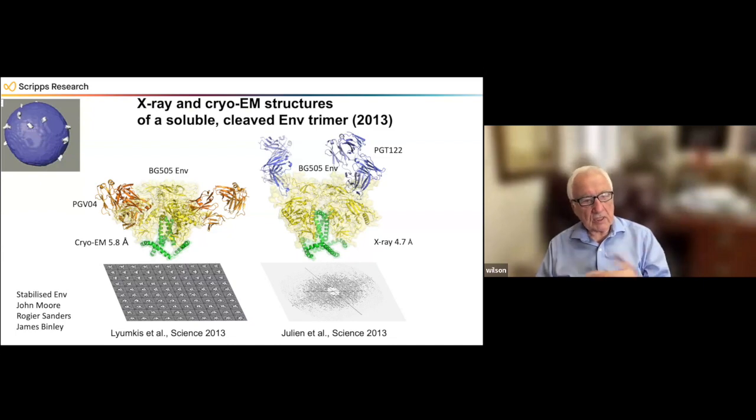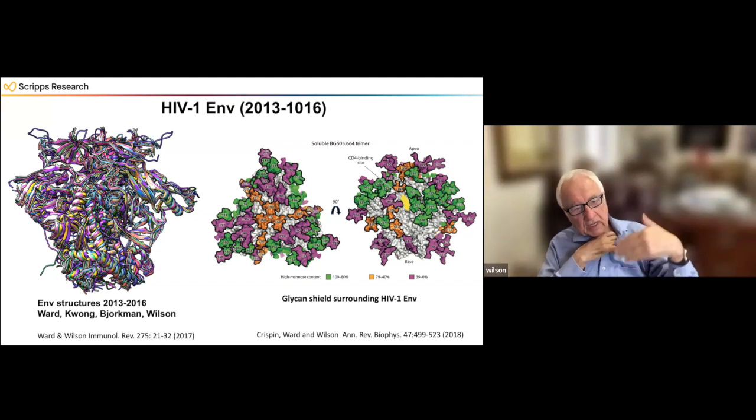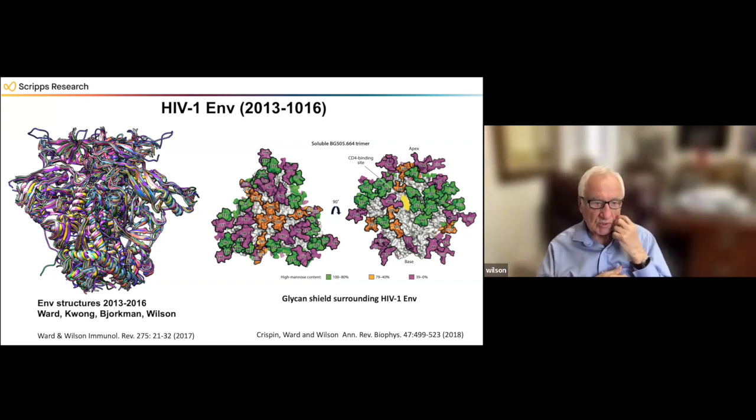And so in the next 3 years, a number of structures were done. Most of them were crystal structures at the time, and then EM structures started to come in as well from Andrew's lab and also from other labs. So we can see that these structures all have the same general topology.